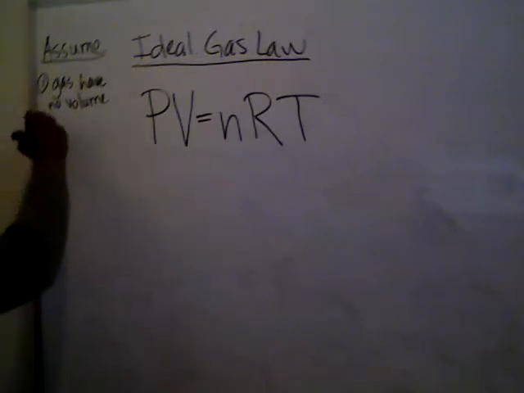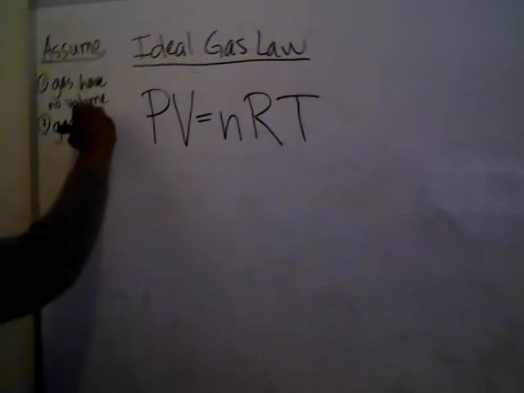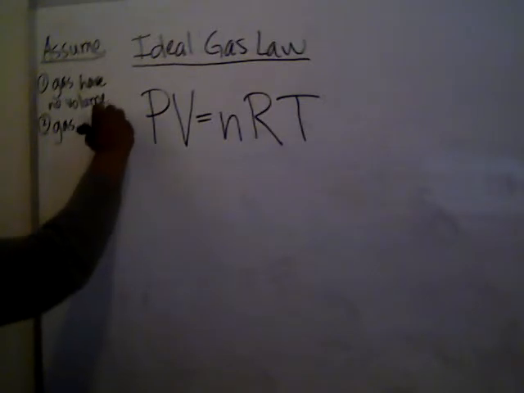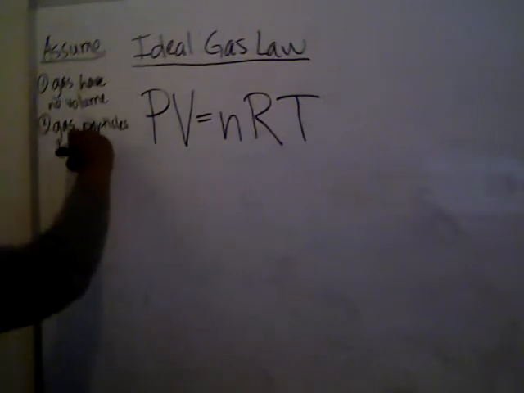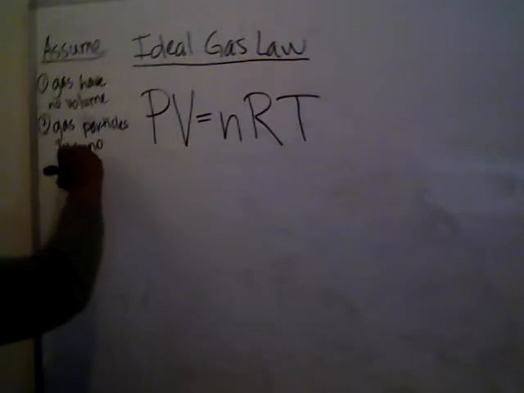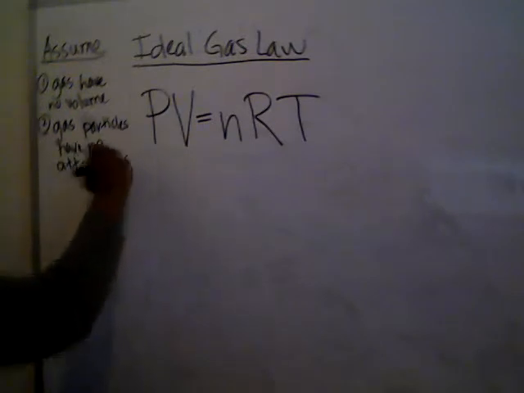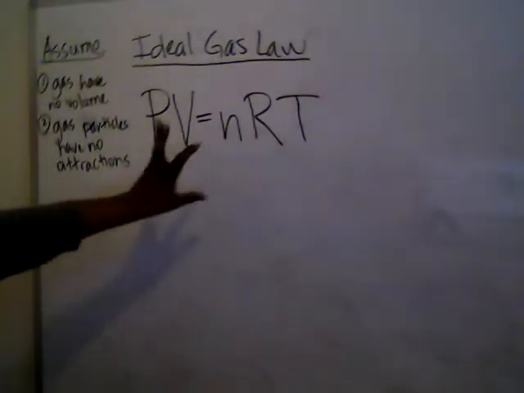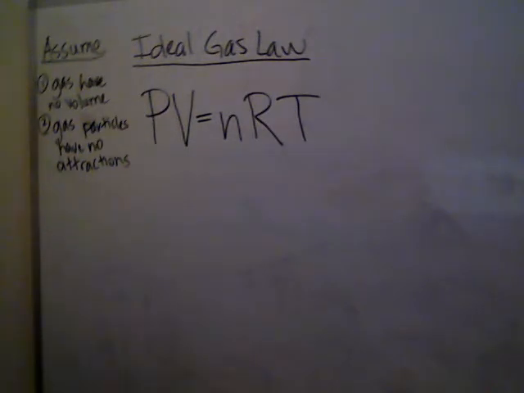The other thing that we assume is that gases have no attraction. Gas particles have no attraction. What that means is when they collide with each other and with the walls of the container that they're in, we assume that they collide and bounce right back off. They're not attracted to staying together. Okay? Now, these are some things that we have to assume are true. Otherwise, it kind of messes with our pressure and volume things that we do in our equations. So an ideal gas is a gas that has no volume and has no attractions with other things.